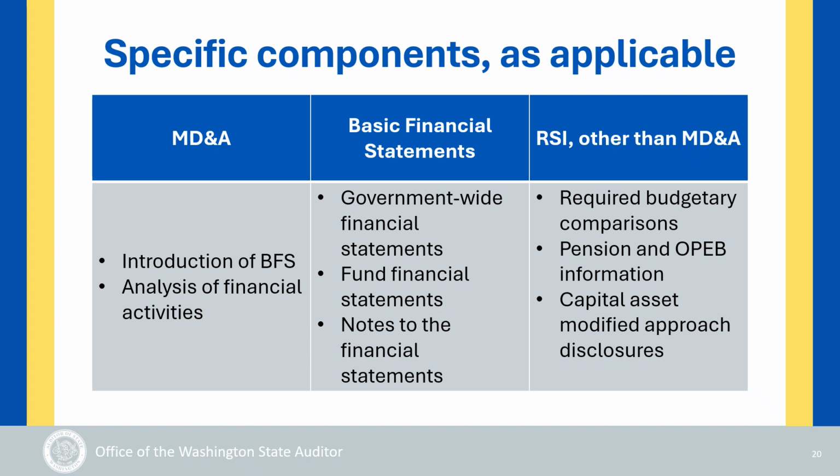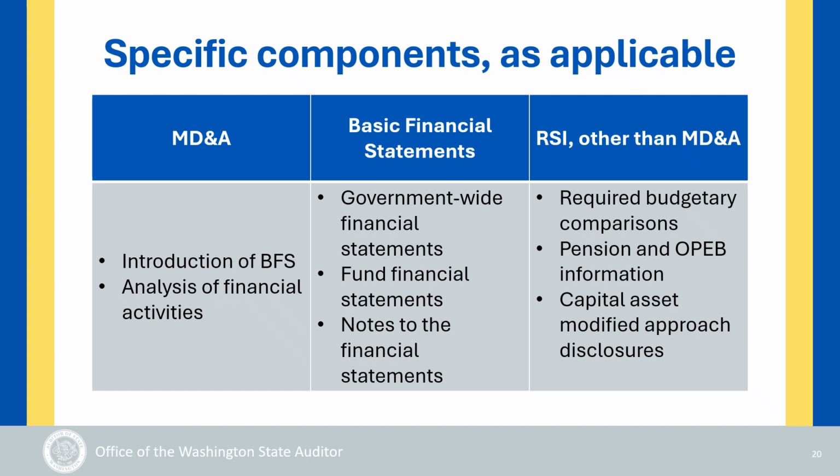Now, why is it called other than? That is because the MD&A is required supplementary information as well. However, that component comes before the basic financial statement, which is why the rest of the RSI is labeled as other than. When we discuss RSI, most people go right to the RSI schedules that are at the end of the financial statements, since MD&A comes first, and we generally call MD&A MD&A. Just remember that RSI does include MD&A, so being really specific does help to reduce confusion.